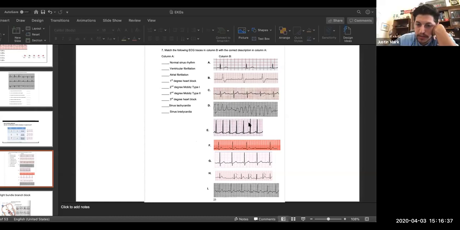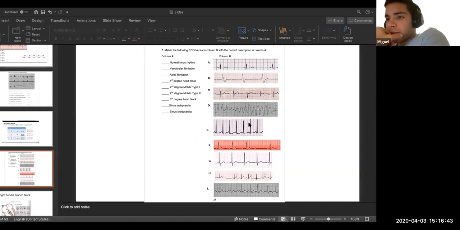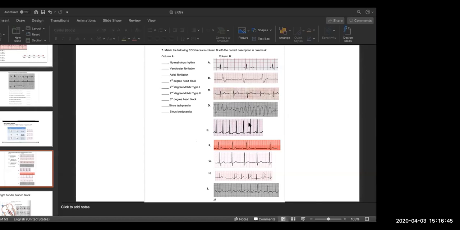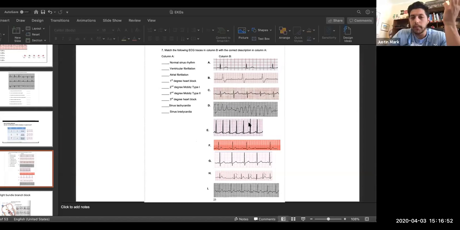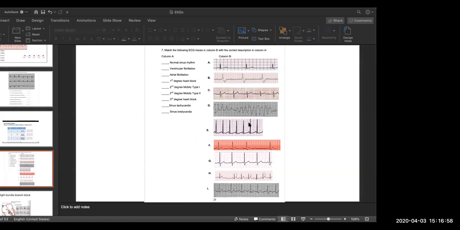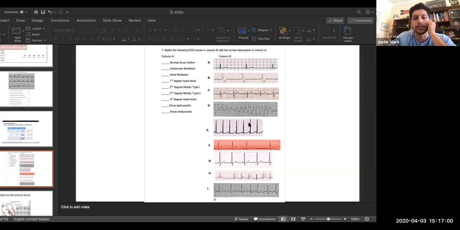What's the easiest way to determine first degree heart block versus the second and third degree heart blocks? There's no dropped QRS. Exactly. No, the PR interval, not the segment. Sorry, the first thing you should do is see if there are any dropped QRS complexes. Because if there are any dropped QRSs, then it's second degree or third degree heart block.